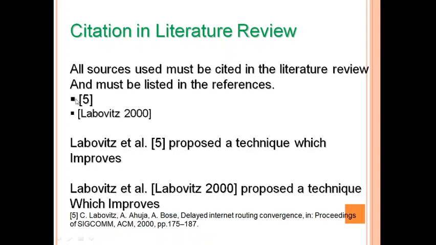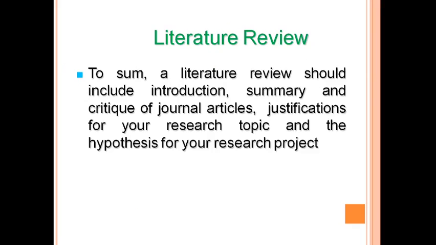So there are two methods for citation. One method is like this. This 5 is indicating the number in the reference list. So the fifth paper in the list is C. Labovitz. And another method is you can cite by using the author's name and the year of publication. According to the journal requirement you have to use either method. I have shown both methods here with an example. Okay, so we'll go back to our point.